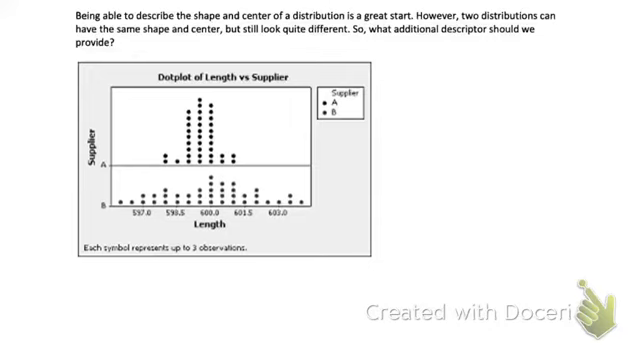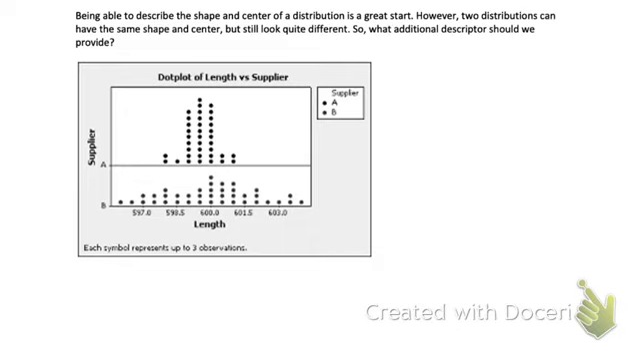So we're going to continue our discussion of how to describe quantitative data using numbers. We're going to continue that today. Being able to describe the shape and the center are really important, right? We want to describe whether it's approximately symmetric or skewed, and where the mean and the median are. But we can have distributions with very similar shapes and centers that are very different distributions.